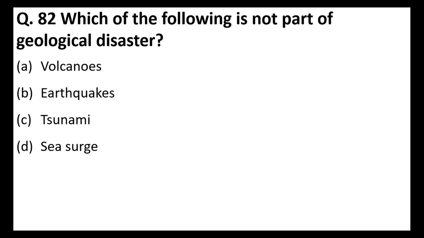Which of the following is not part of geological disaster? Volcanoes, earthquake, tsunami, or sea surge? The right answer is sea surge. So they are saying which is not a geological disaster. It is option D, sea surge, because sea surge means when there is abnormal rise in seawater.